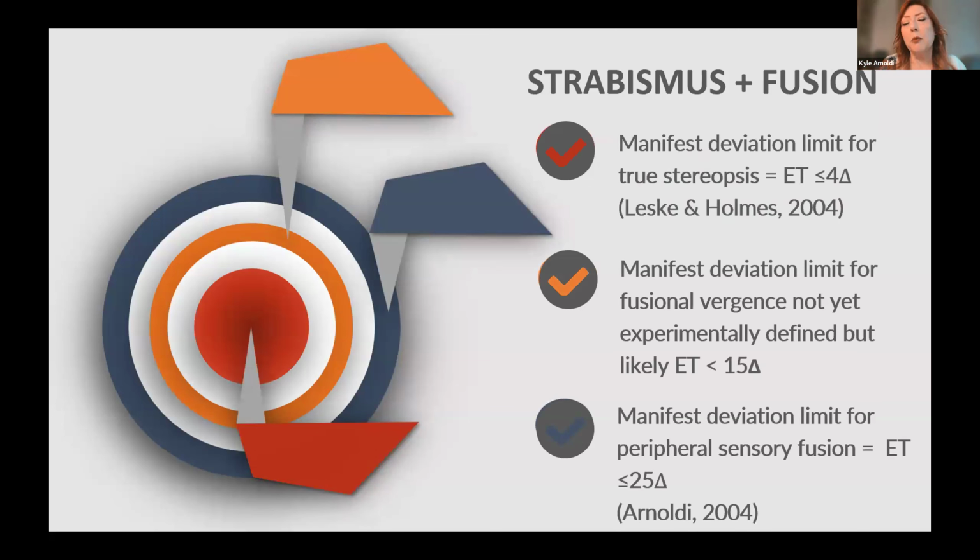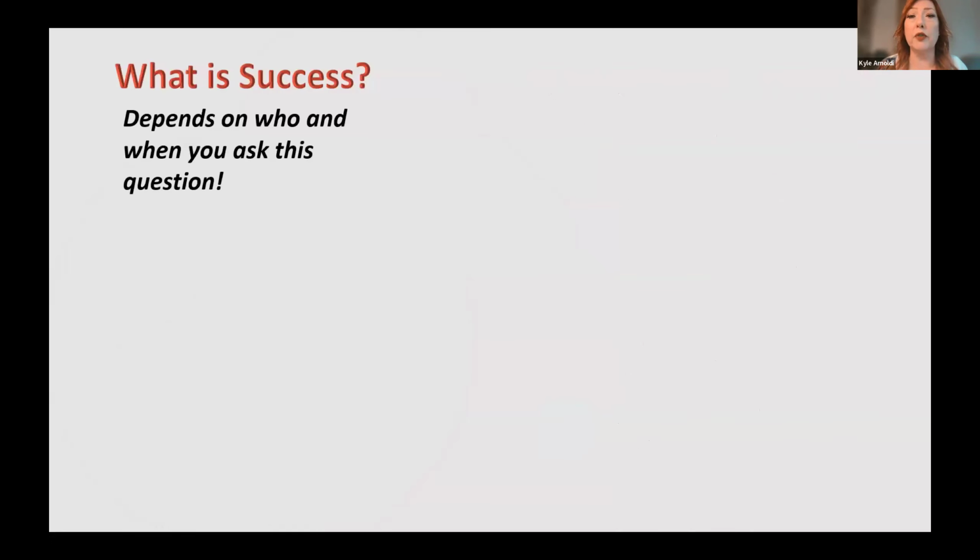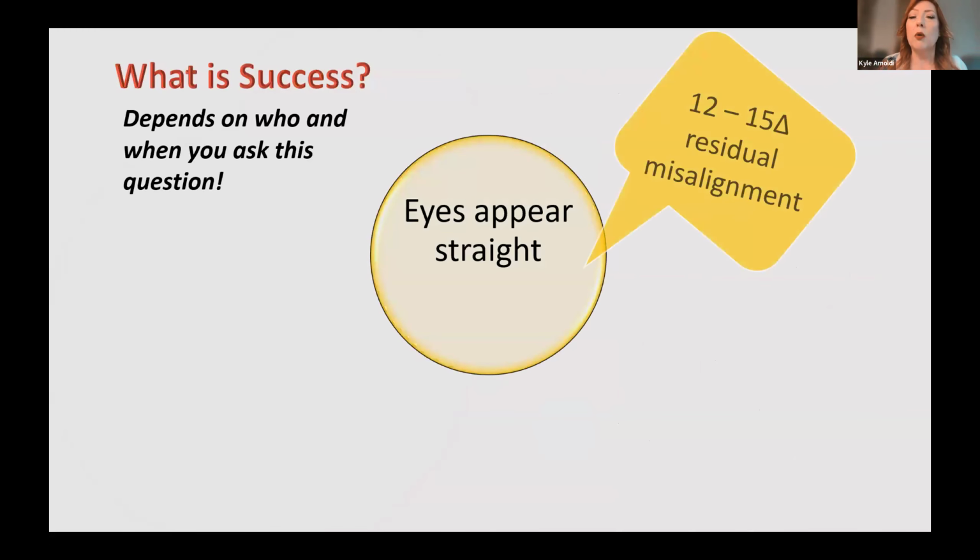But here's the key. It appears that the manifest deviation limit for true stereopsis, as measured by the Frisbee test, is only 4 prism diopters. So I think it's possible that expecting even gross stereopsis in our secondary monofixators is maybe a little bit too ambitious. So let's look again at our criteria for success. What is success? I think that depends on who you ask and at what point in the follow-up you are asking the question. So, eyes appear straight. There are some recent publications, surgical outcomes, in which misalignments up to 15 prism diopters are considered successful.